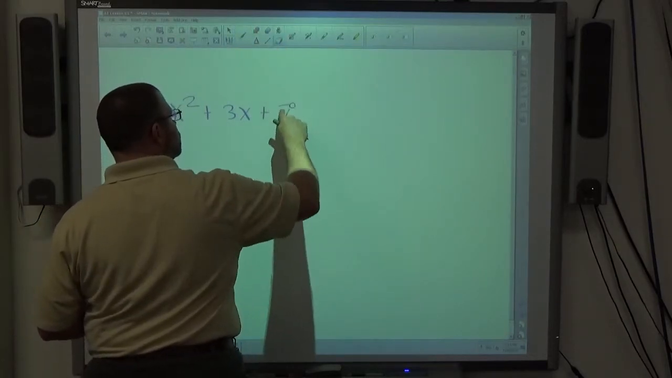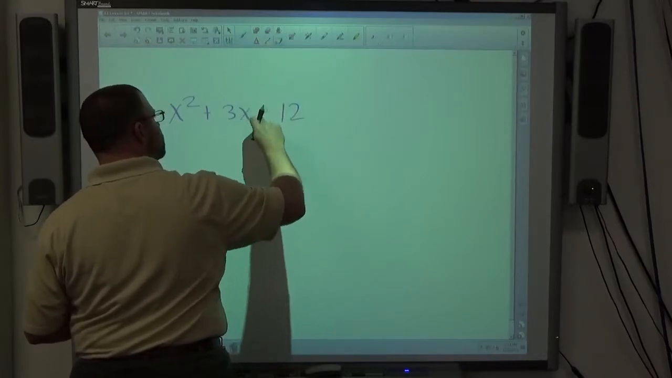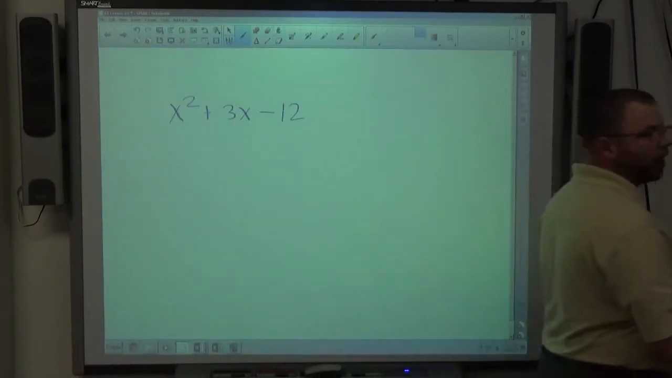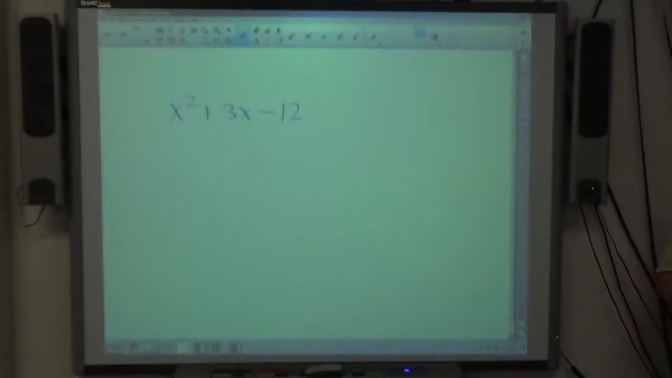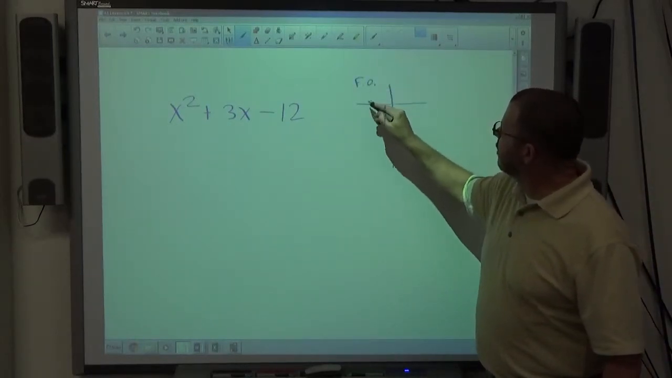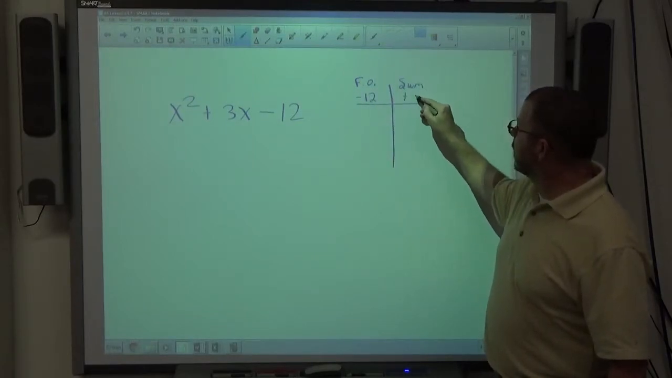Let's make it 12. There we go. x squared plus 3x minus 12. Let's go with that one. Doesn't look any different than the other ones, right? x squared, something x, something. And if I did my chart here, factors of negative 12. We want the sum of those factors to be positive 3.